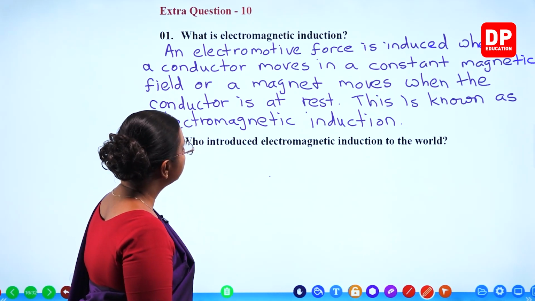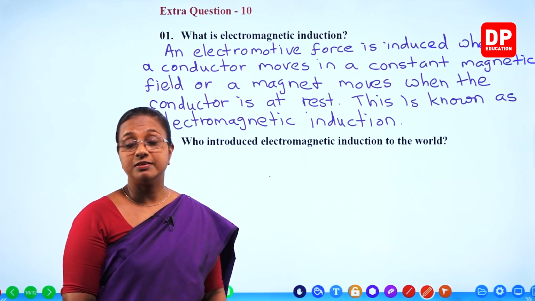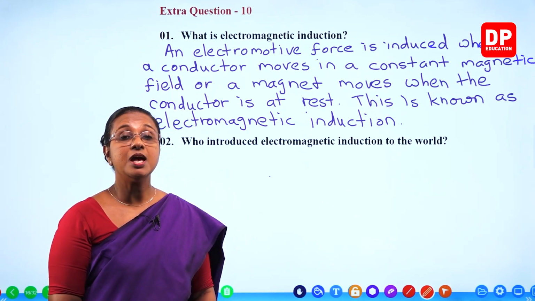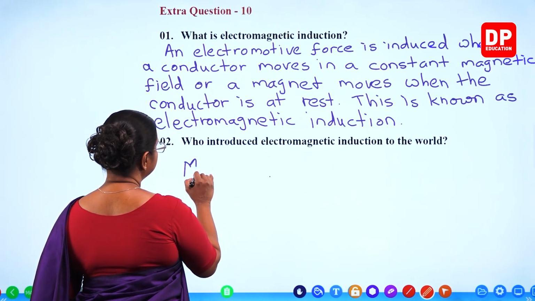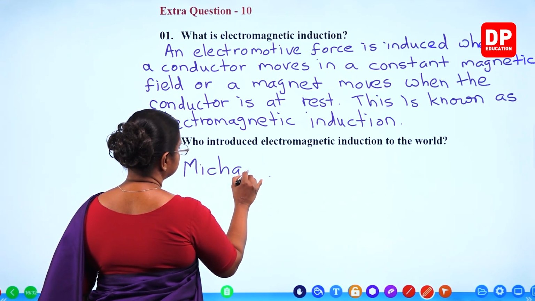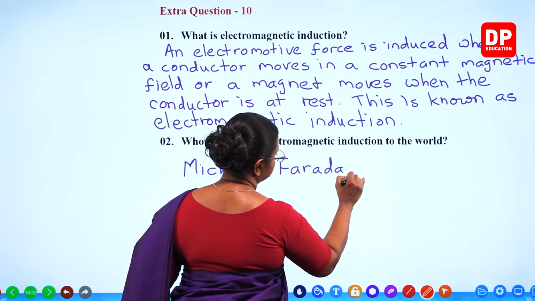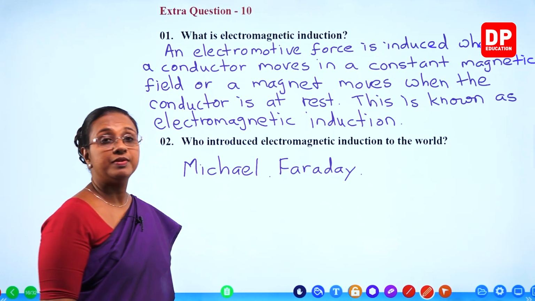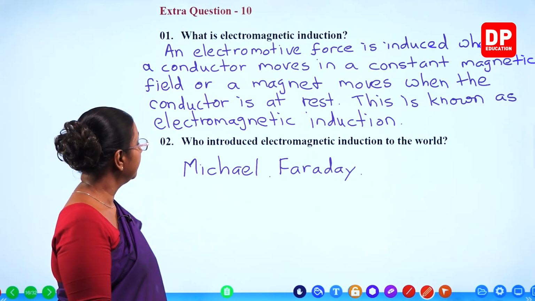So here, who introduced electromagnetic induction to the world? Who introduced electromagnetic induction? Michael Faraday. He is the one who first introduced electromagnetic induction to the world, Michael Faraday.